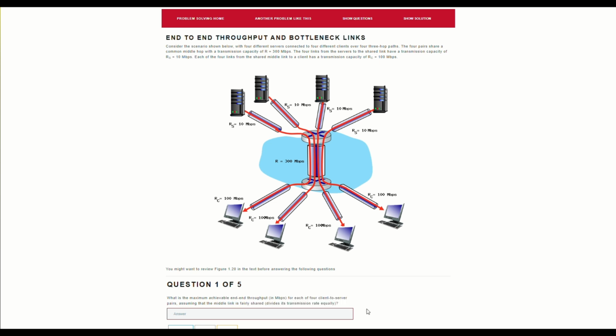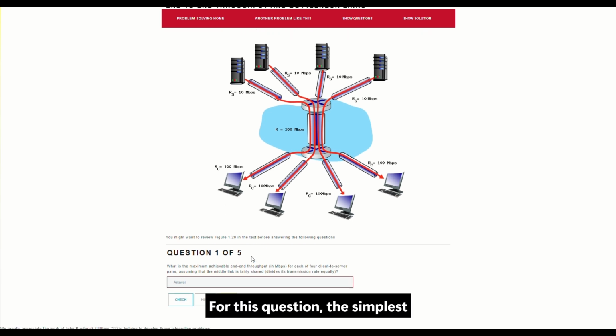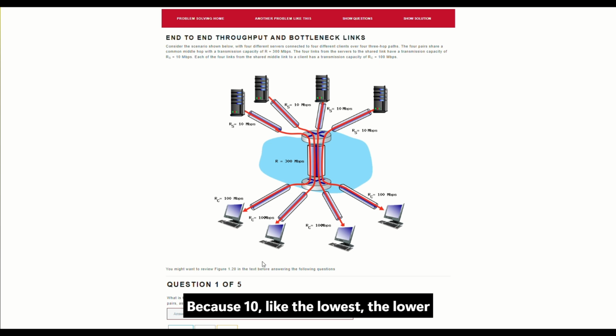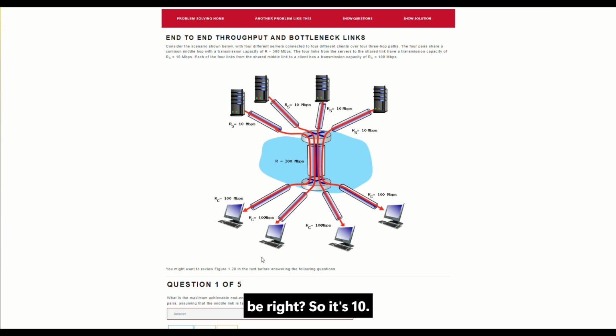So, for this question, the simplest tip I can give is to take the lowest number, right? Because the lower the number, the more likely it's going to be the limit. So it's 10.